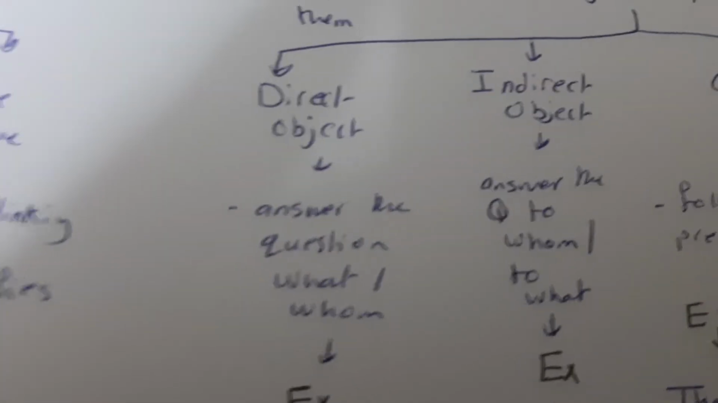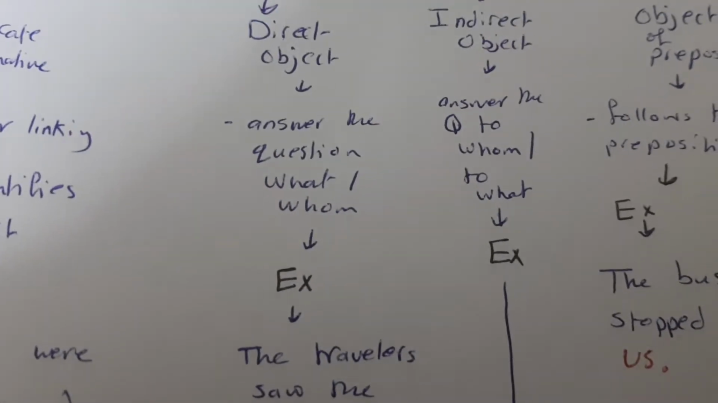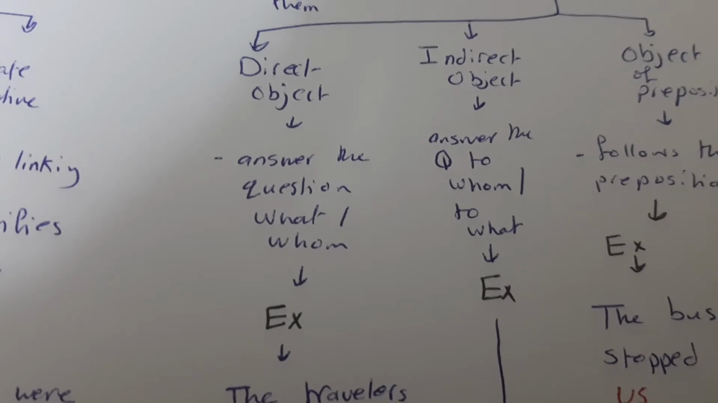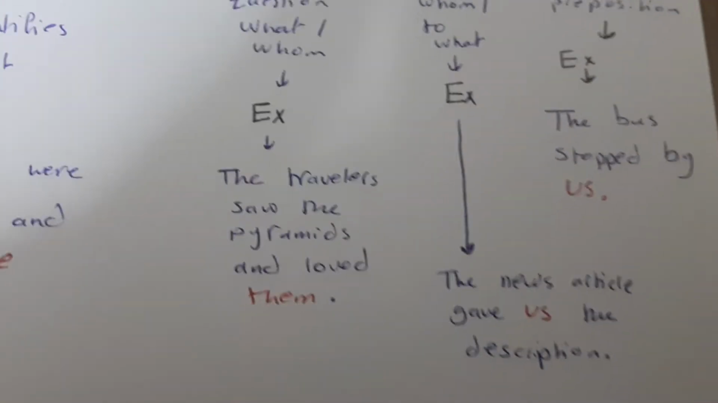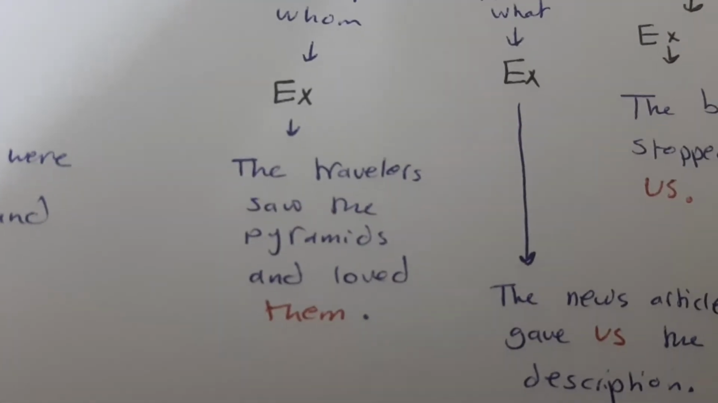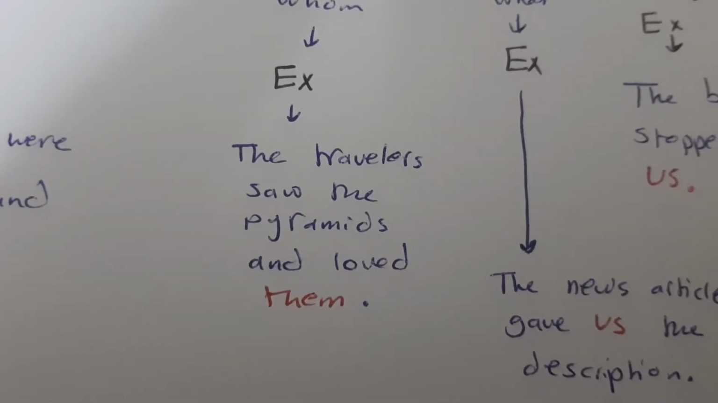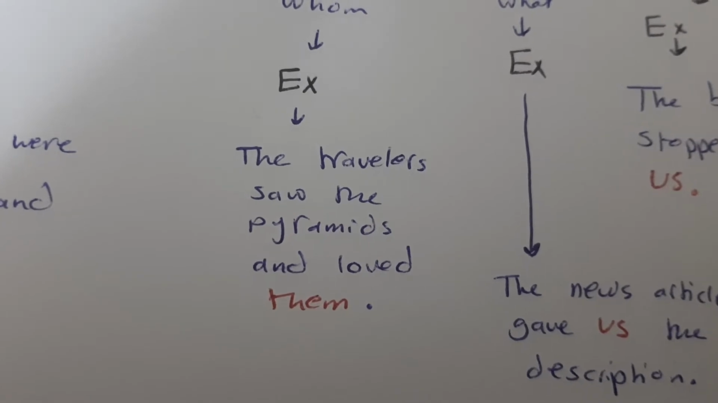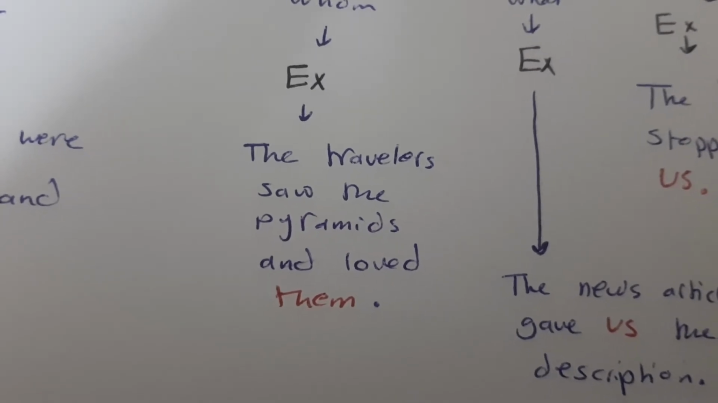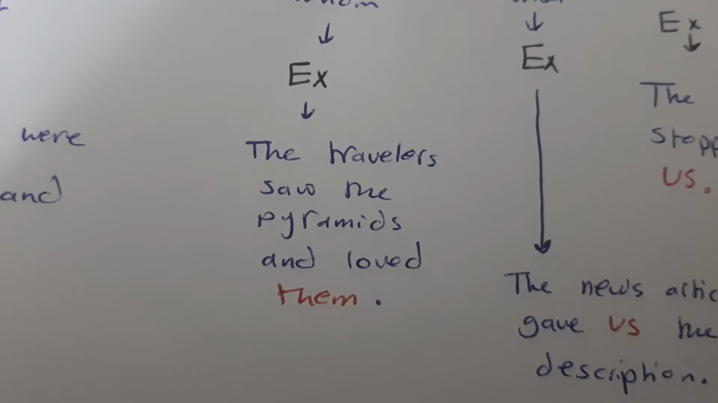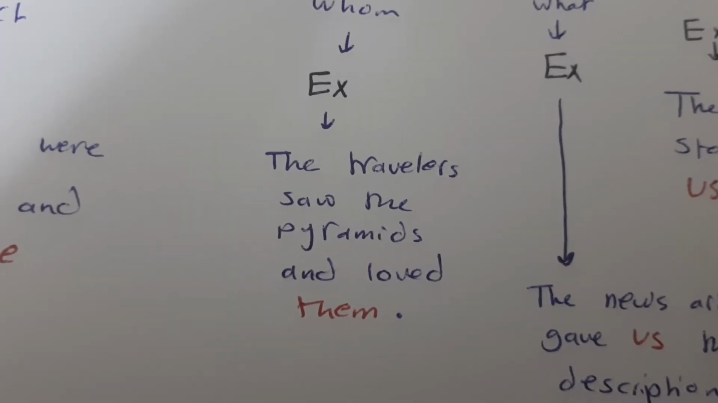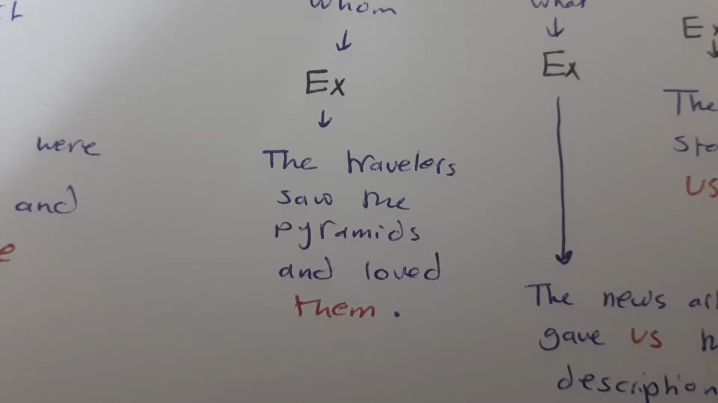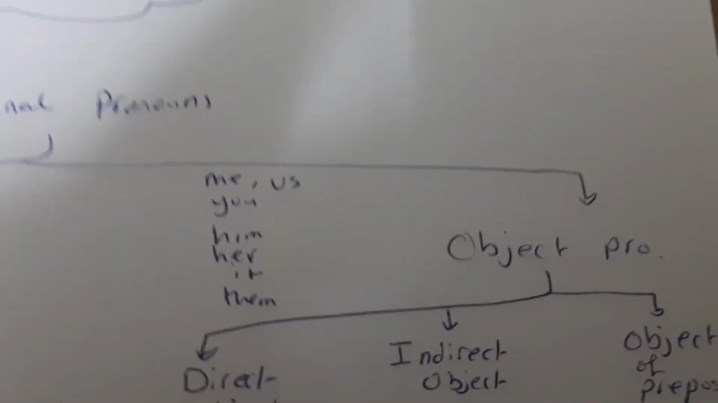Direct objects are when it answers the question what or whom. Okay, so for example, the travelers saw the pyramids and loved them. They loved what? The pyramids. So here, them comes as a direct object. It answers the question what. So that's why we put it in the object form, and that's why it's an object pronoun.